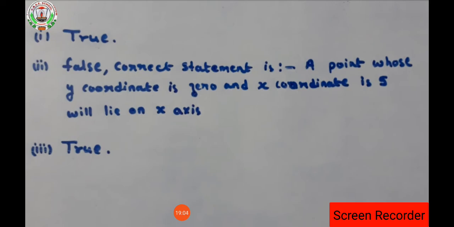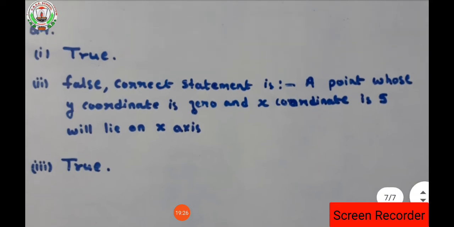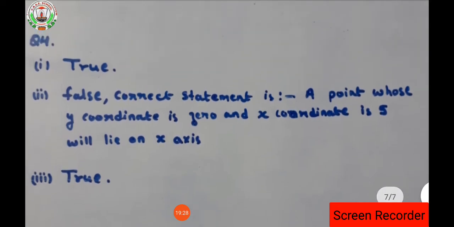Next, question number 2. False. The answer will be false. So the correct statement for the second part of the question is, a point whose y coordinate is 0 and x coordinate is 5 will lie on the x-axis. Okay. Then the third statement is true. Clear everyone? So these are the statements of the questions which you have to write in your copy.